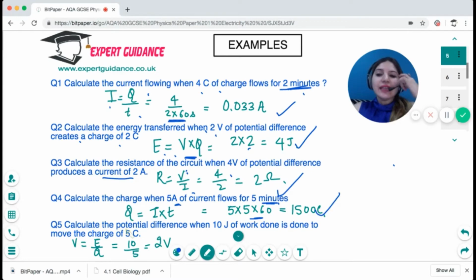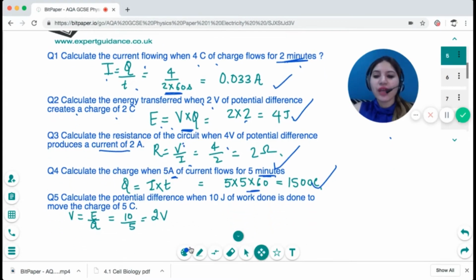And then calculate the potential difference when 10 joules of work is done to move a charge of 5 coulombs. So remember, I told you potential difference is energy per unit charge. Energy is 10 joules, charge is 5 coulombs, so that is 2 volts.